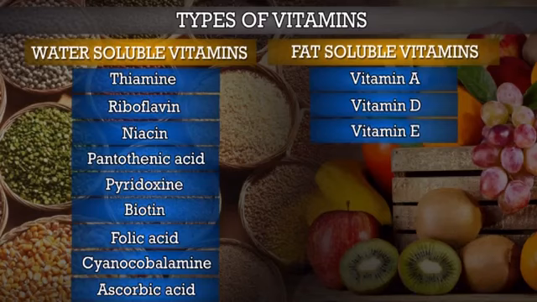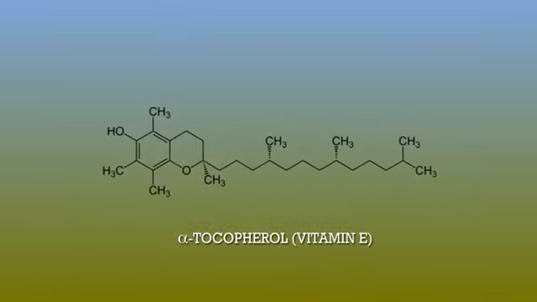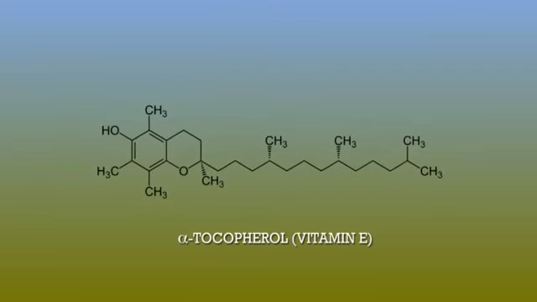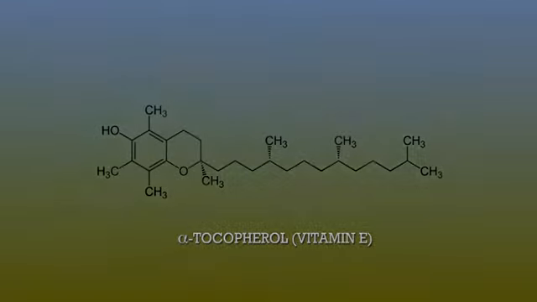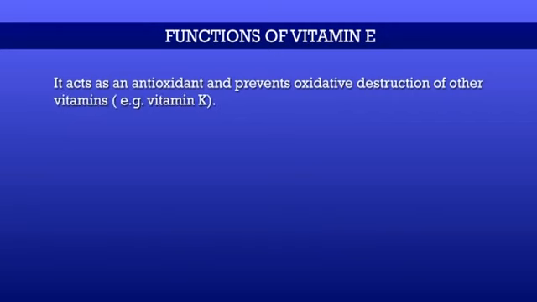Next, we will proceed to vitamin E. Vitamin E belongs to a group of compounds called tocopherols. Among the tocopherols, alpha tocopherol is the most important of these, both in terms of availability and effectiveness. The important functions of vitamin E are: it acts as an antioxidant and prevents oxidative destruction of other vitamins like vitamin K.